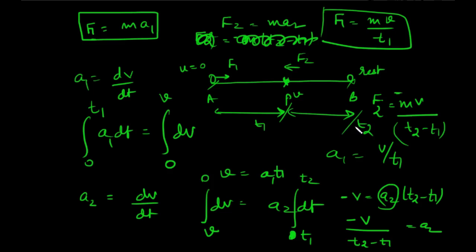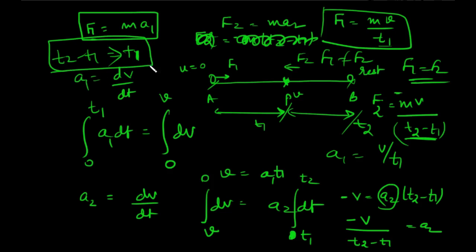Either these intervals can be equal, T1 and T2 minus T1. If they are equal, then only we can say that F1 equals F2. Otherwise, if they are not equal, then F1 is not equal to F2. So we have the condition here: T2 minus T1 should be equal to T1. Then only the forces will be equal. If this is not, then forces are not. So the second option was correct, that F1 may be equal to F2.